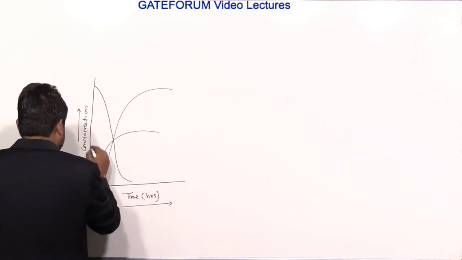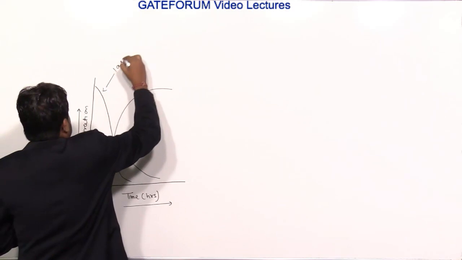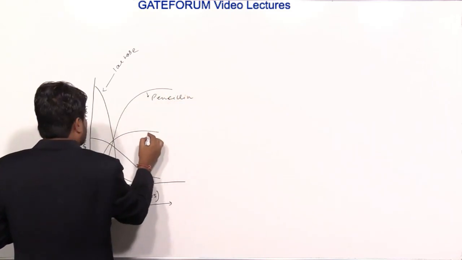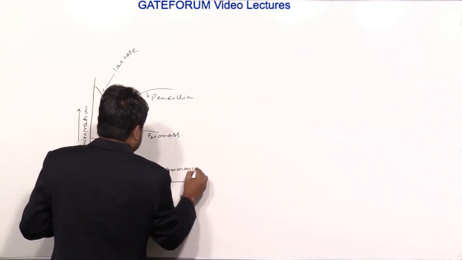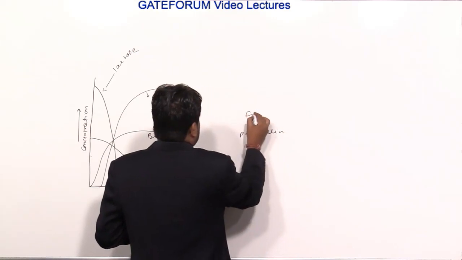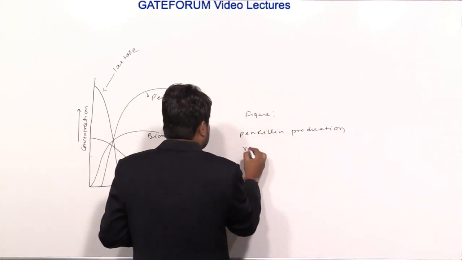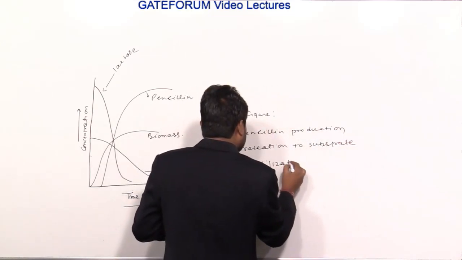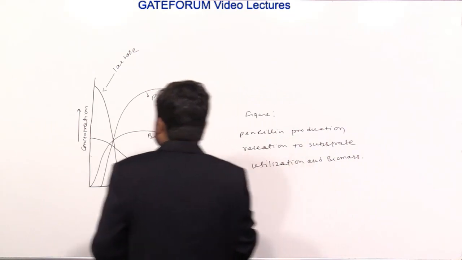This is the ammonia. So see here exactly, this is called the lactose. This is the penicillin, this is the biomass, this is the ammonia. So this is the graph of penicillin production. See here, that is the figure, penicillin production in relation to substrate utilization and biomass.